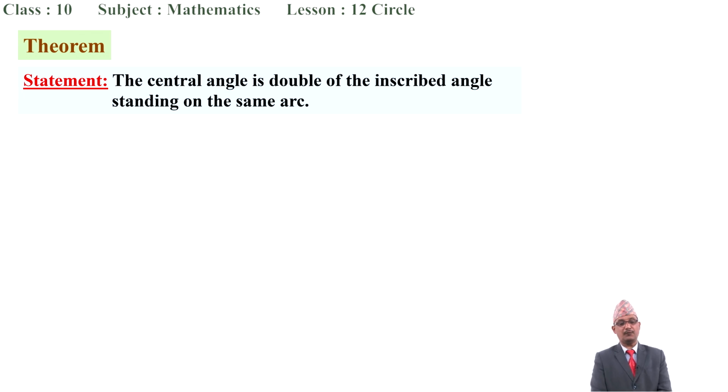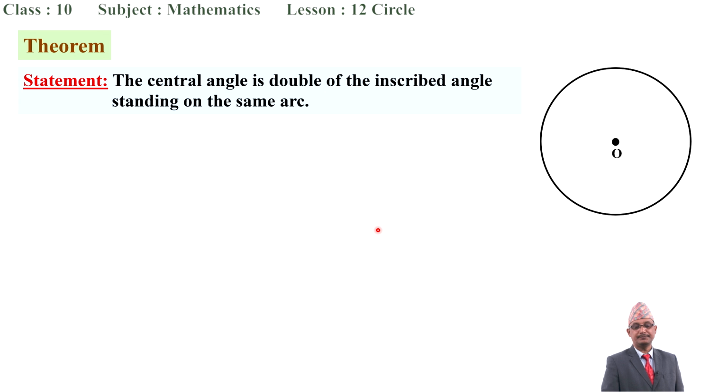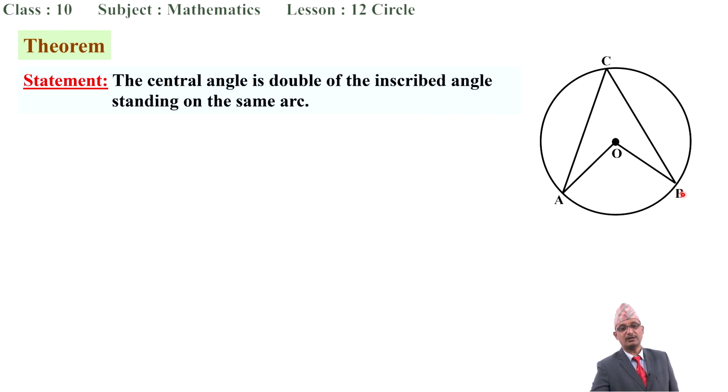The first theorem that we discussed is: the central angle is double of the inscribed angle standing on the same arc. This is a circle, and you know the meaning of central angle. To take a central angle, take any 2 points on the circumference. Now join AO and BO. Then AOB is the central angle standing on the arc AB. Now on major arc AB, take any point C. With the help of ruler and pencil, join AC and BC. Then ACB is the inscribed angle standing on the arc AB.